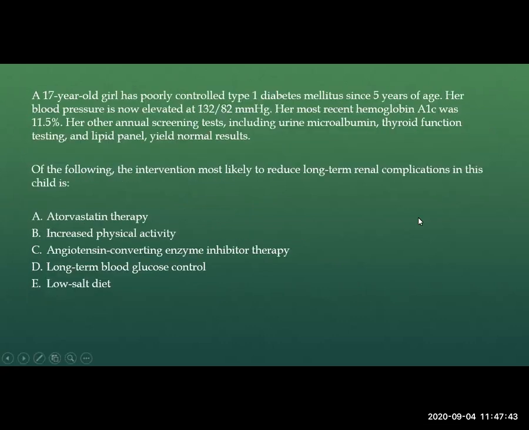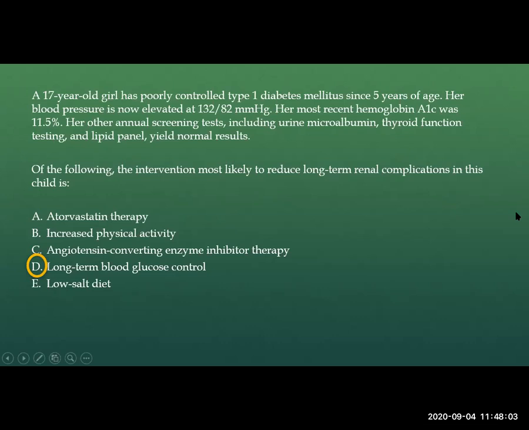Okay. A 17-year-old girl with poorly controlled type 1. Blood pressure is elevated. A1C is 11.5. Her screening tests are normal. Of the following, the intervention most likely to reduce long-term renal complications in this child is? C.